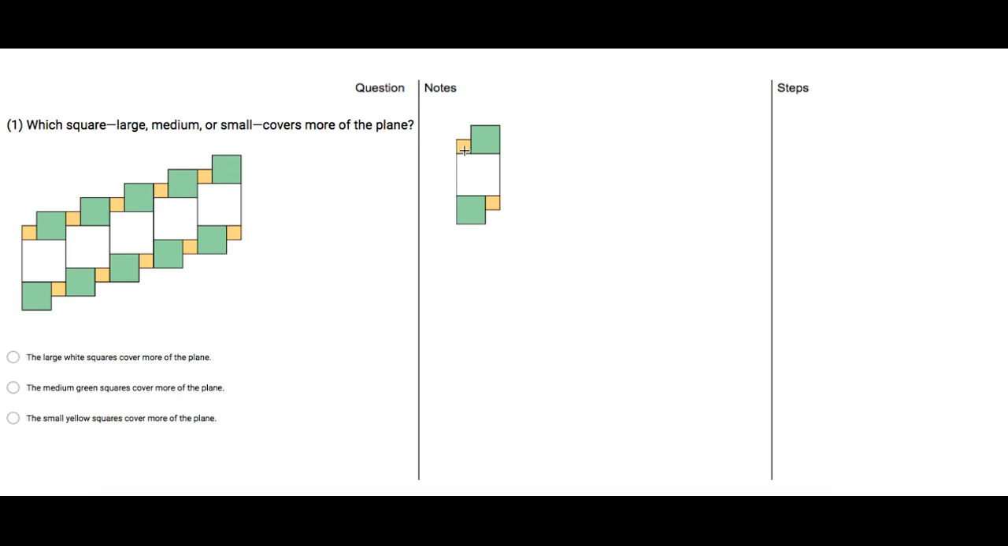Our notes here I would say that we should probably figure out how many of these smaller squares are in the bigger square so that we can compare them. We want to find some way to compare the two areas.